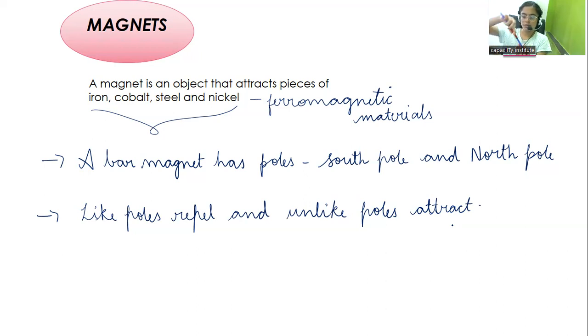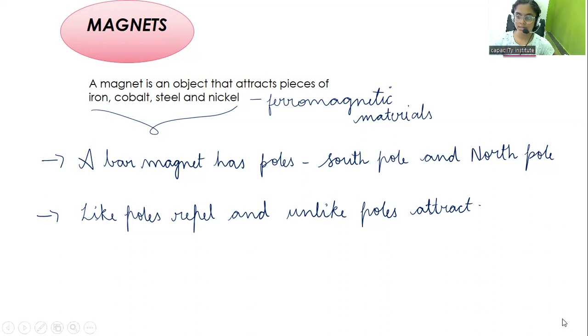Here, they are attracting each other. In the same way, if I put these two, what is happening? See, there is no point of attraction here. Yes, here there's a point of attraction. So these are the properties of magnets.